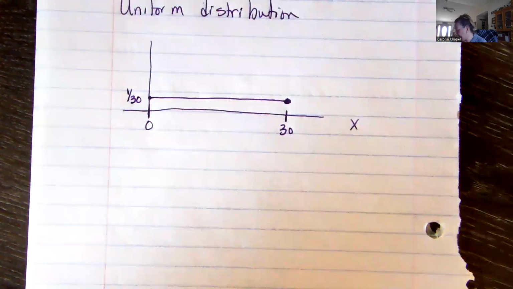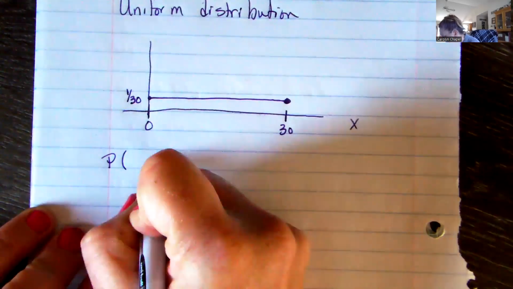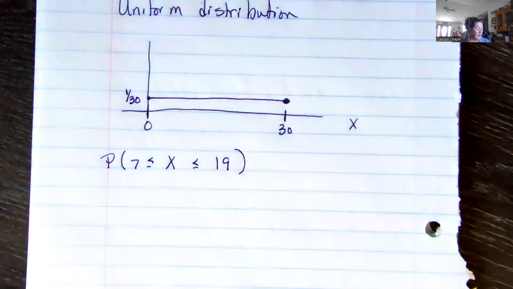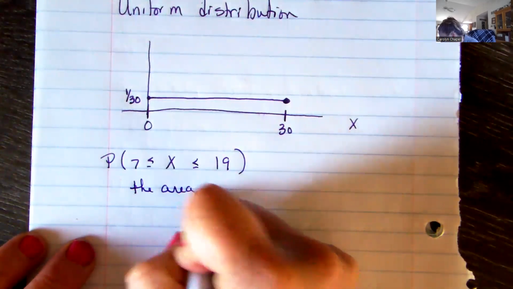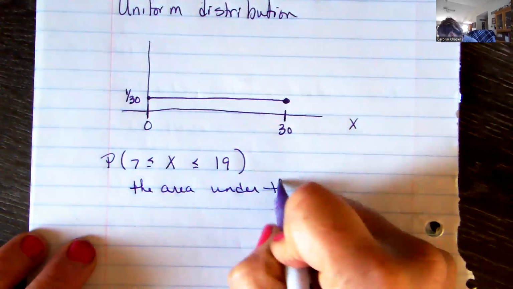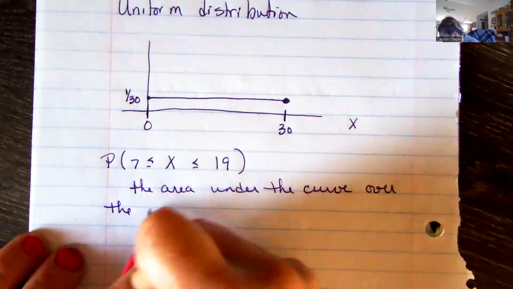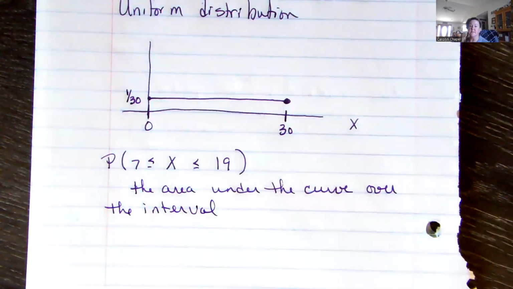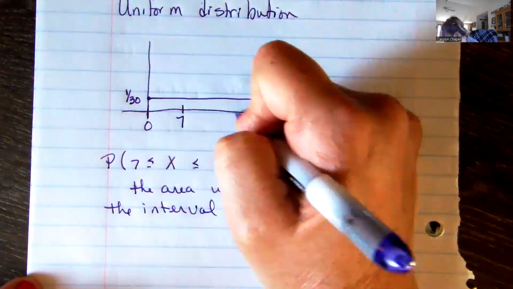We will be looking for the probabilities of values. Let's do an example where X is between 7 and 19. What we will do to find that probability is find the area under that curve over that interval. So that's how we find probabilities in a continuous situation. We will be looking for the area from 7 to 19.